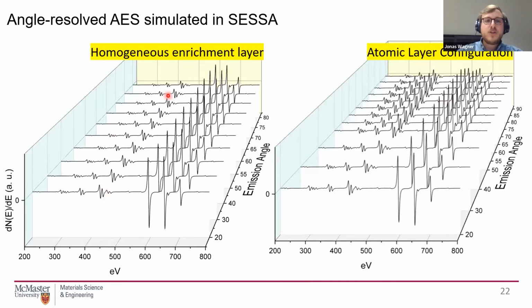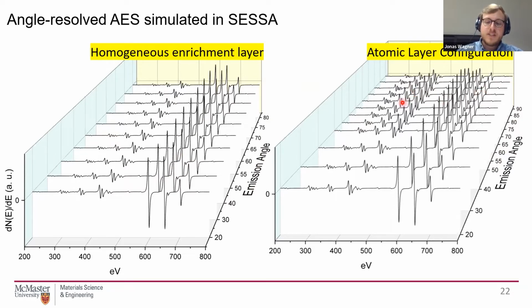And that is a simulated spectrum, or different simulated spectra for different emission angles. One for the scenario where I have a homogeneous enrichment layer, and we can see regardless of the emission angle, the relative intensities stay about the same, while when I look at the atomic layer configuration, like the right example from the slide before, we see that as we go shallow, we have a shallow emission angle. We see that the element that is present at the surface gets more and more prominent versus the matrix element.